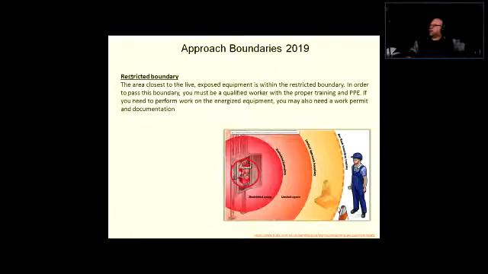So then there's that restricted boundary. Here is the red zone right here. This area closest to the apprentice. Yeah, okay, apprentice, good call, Josh. The area closest to the live exposed equipment is within the restricted boundary. In order to pass this boundary, you must be a qualified worker with the proper training and PPE.